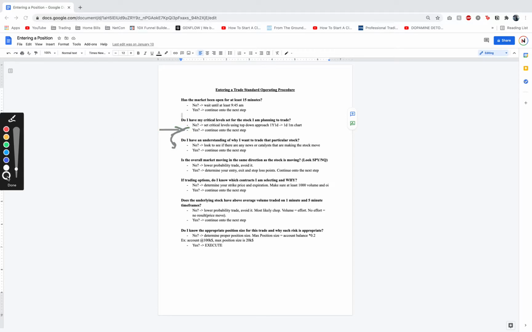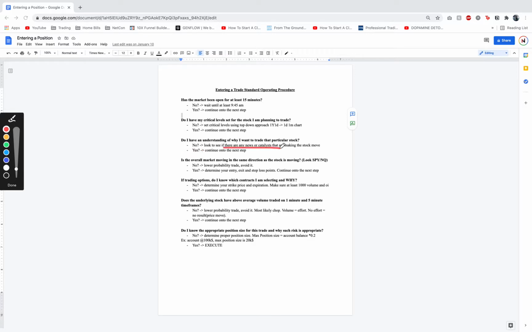And then we come to step number 3. Do I have an understanding of why I'm trading this particular stock? This is pretty self-explanatory. Why are you trading the stock? Is there news? Is there a catalyst? Is there an upgrade or downgrade? Did Elon Musk tweet something about Tesla, or is there a catalyst that's going to potentially make this stock in play, so that the stock is going to have some sort of movement, whether on the upside or the downside? Could be both. Could be a negative catalyst, could be a positive catalyst. It doesn't really matter as long as I have an understanding of why I am taking this trade.